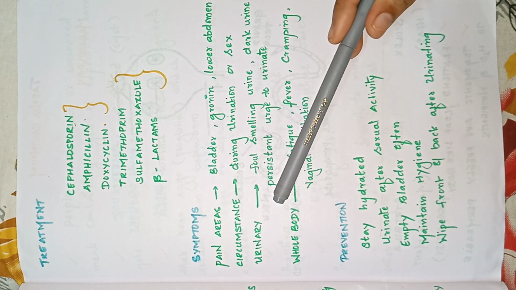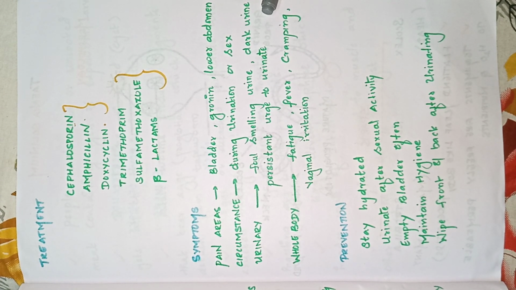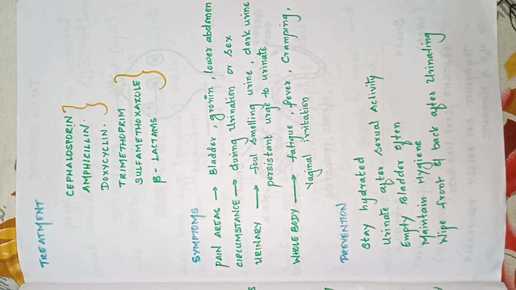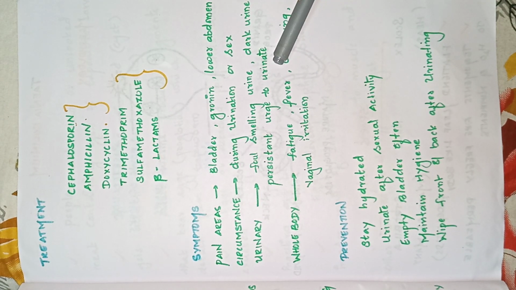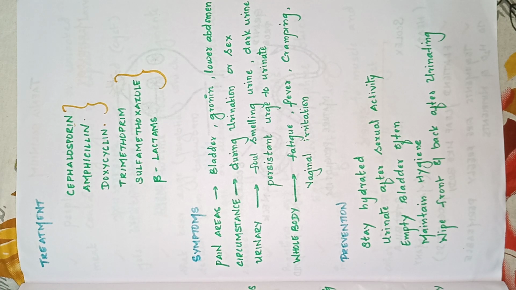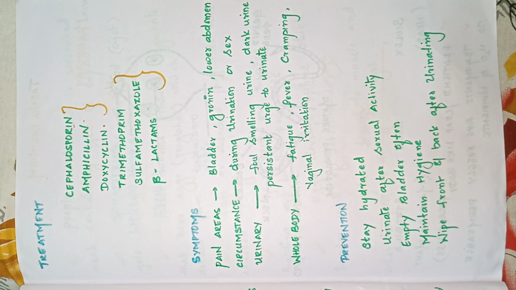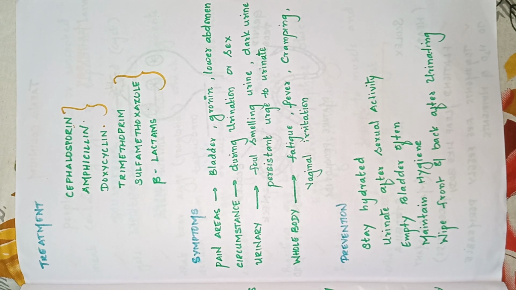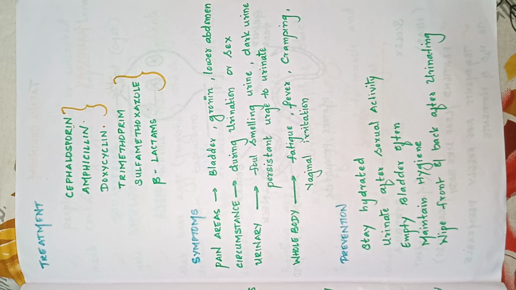The urine will be foul smelling and dark. There is also a persistent urge to urinate, so patients with this type of infection will urge to pass urine frequently. That is a main symptom seen here. Whole body symptoms include fatigue, fever, cramping in the abdomen and vaginal irritation in females. In some cases the vaginal discharge will also vary slightly from uninfected persons. So this is all about the symptoms.